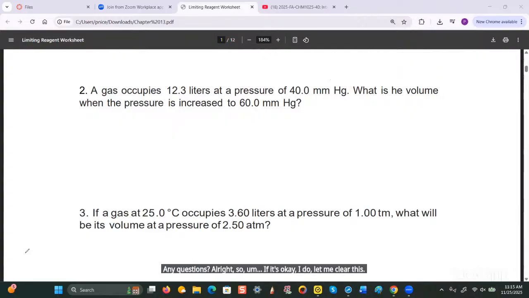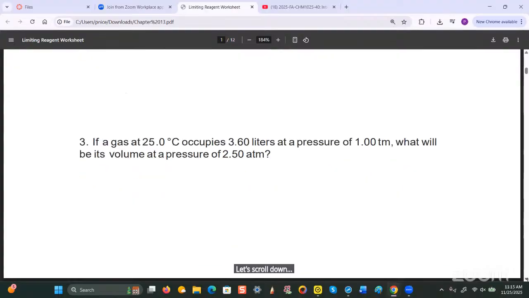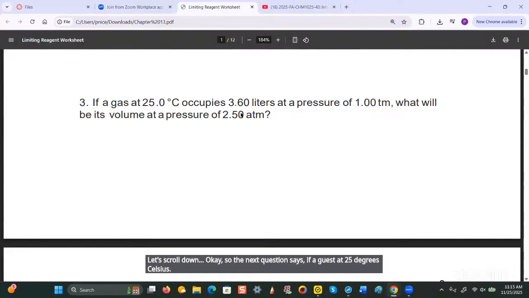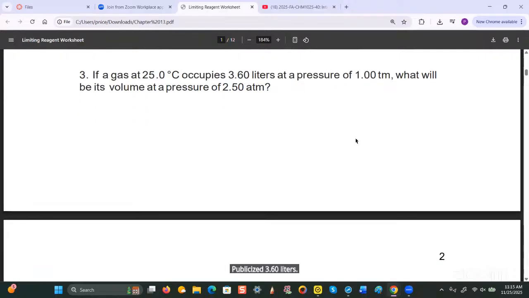Let's go down. Okay, so the next question says, if a gas at 25 degrees Celsius occupies 3.60 liters at a pressure of 1.00, well, that's a typo, that should be atmospheres, what will be its volume at a pressure of 2.50 atmospheres? So this should be atmospheres here. It's a typo, all right? Okay, so how would you tackle this problem? Again, the equation is P1 V1 is equal to P2 V2. All right? So how would you tackle this problem?